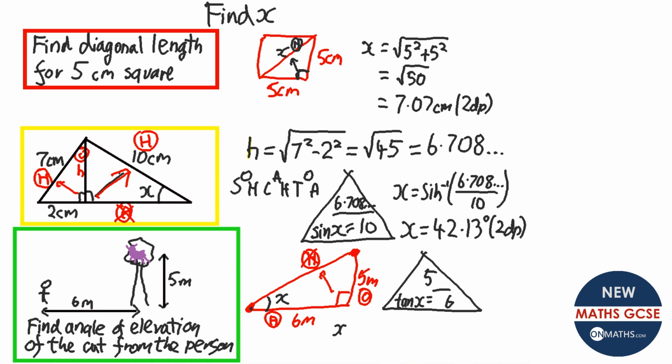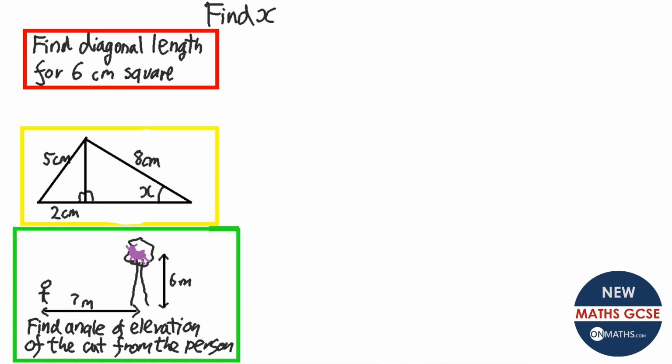So it's going to be x equals inverse tan of 5 over 6, which is going to equal 39.81 degrees to 2 decimal places. Okay, if you want to pause the video now and have a go.